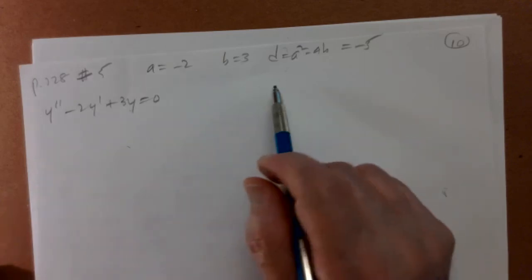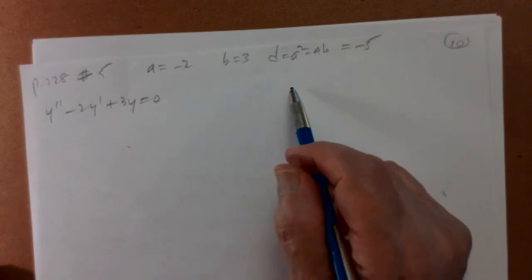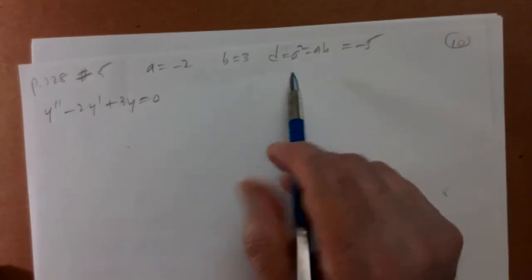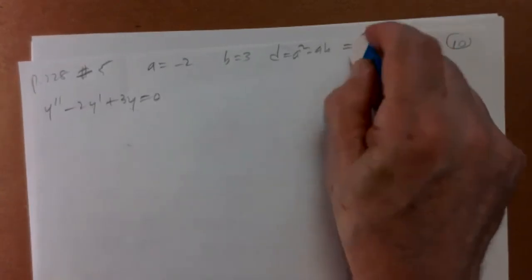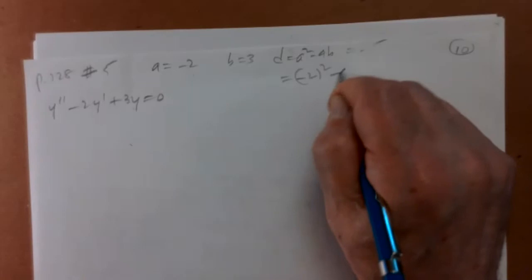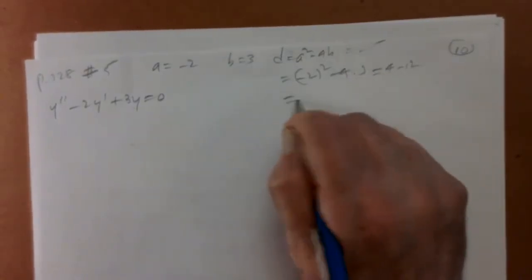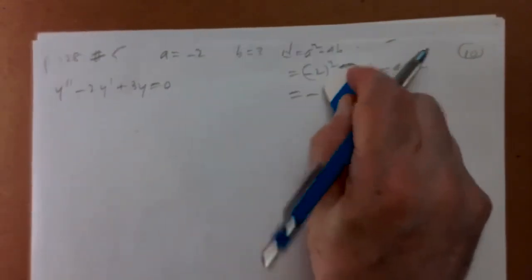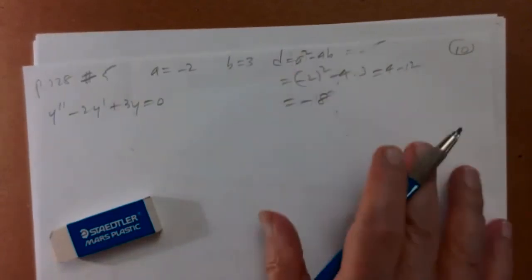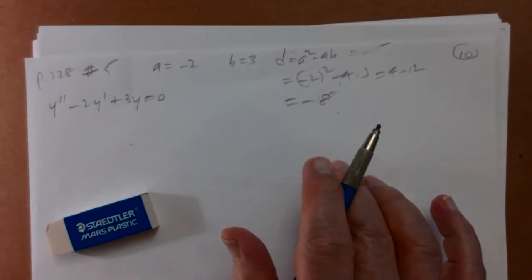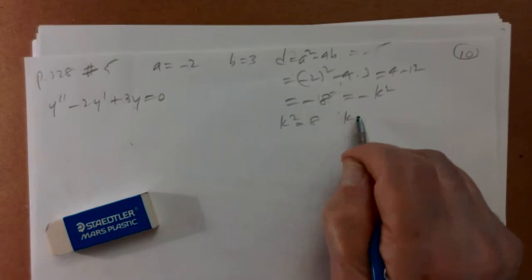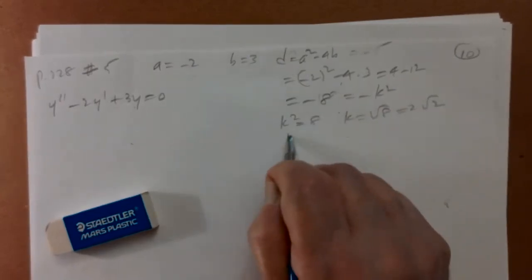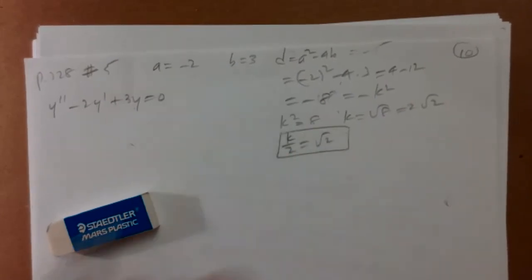Oops, let me see if I did this right. A squared minus 4b. This is -2 squared minus 4 times 3, which is 4 minus 12, which is -8. So this is minus k squared. So k squared equals 8. So k is the square root of 8, which is 2 root 2. And k over 2 is the square root of 2.